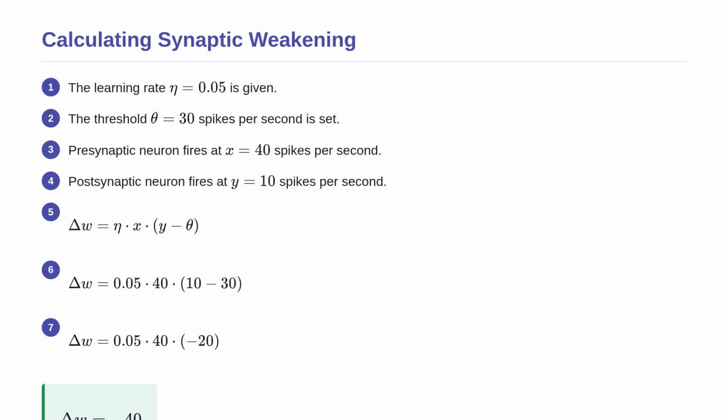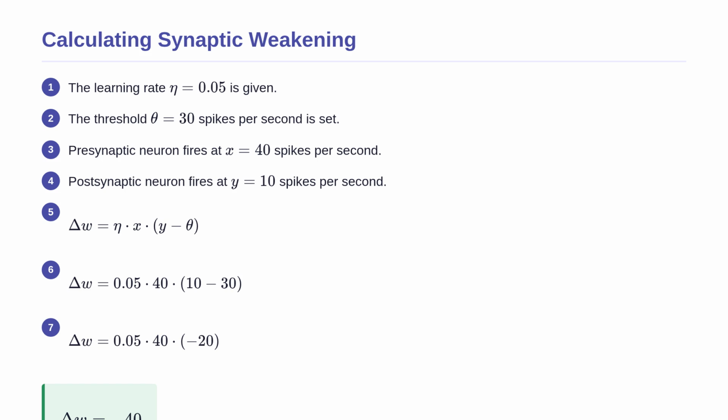Before we move on, let us apply this modified rule to see how a synapse weakens. Suppose a synapse has a learning rate, eta, of 0.05 and a threshold, theta, of 30 spikes per second. The presynaptic neuron fires at 40 spikes per second, but the postsynaptic neuron only fires at 10 spikes per second. We substitute these values into our modified equation.